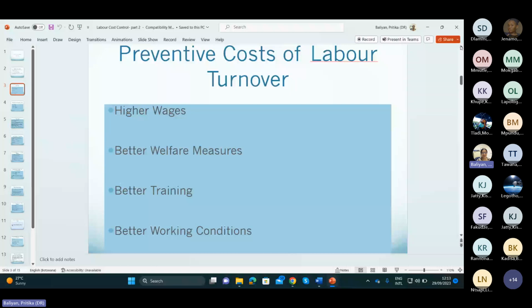How can the working condition contribute to reducing the labor turnover cost? Better working condition. Would anybody like to try?